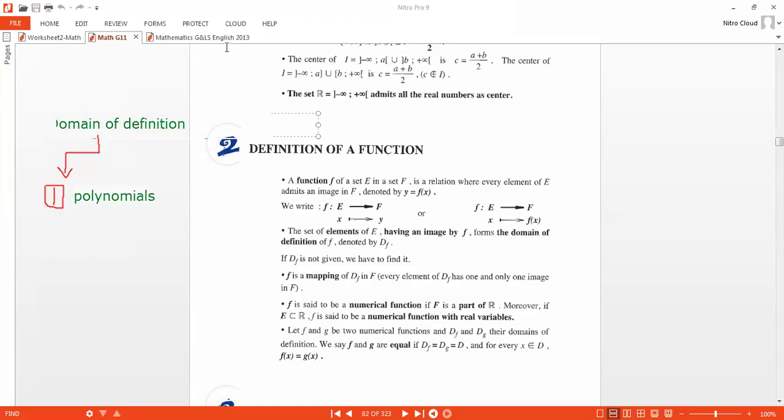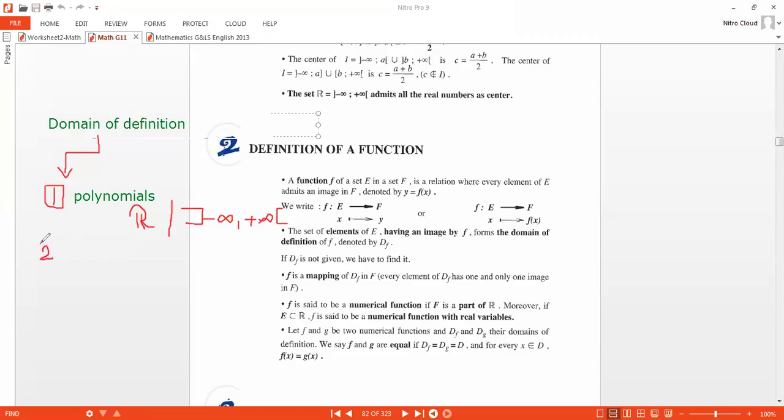The polynomial functions have no constraints, which means that all numbers are accepted. So the domain of definition, we can write it in two ways. We can write R, R means all the numbers, or we can write minus infinity plus infinity. When I say minus infinity plus infinity, it means that all numbers are accepted.